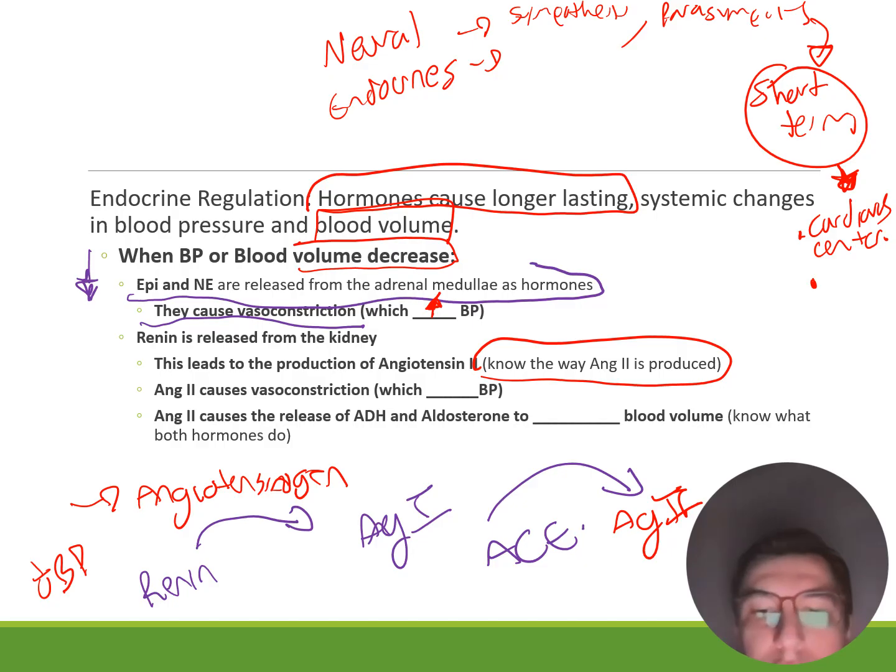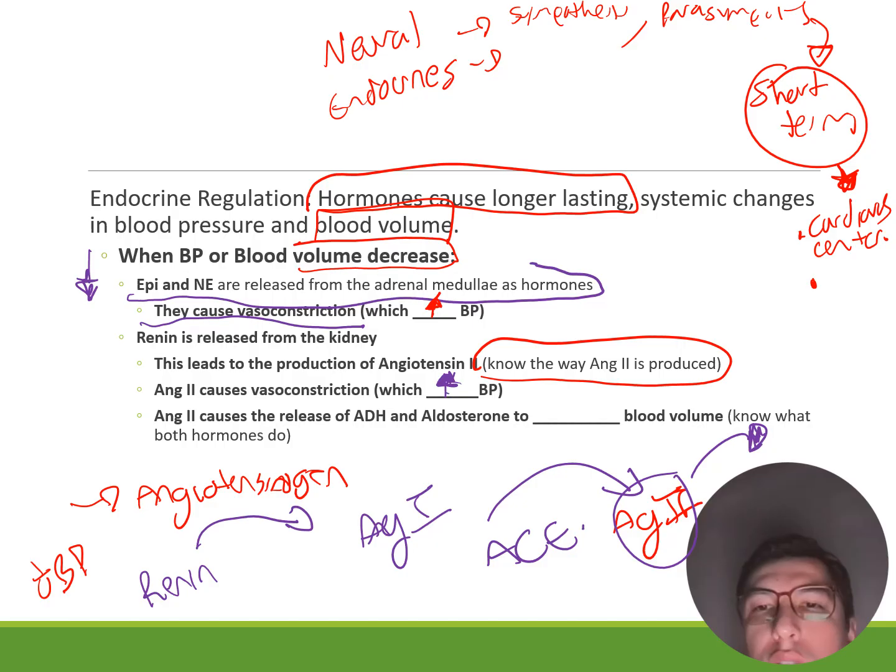Now this angiotensin 2 is going to cause 3 different ways in which we can increase blood pressure and increase blood volume. So we're going to cause vasoconstriction. It's going to cause vasoconstriction so that we can increase blood pressure, so that we can increase that flow to the vital organs. All right.